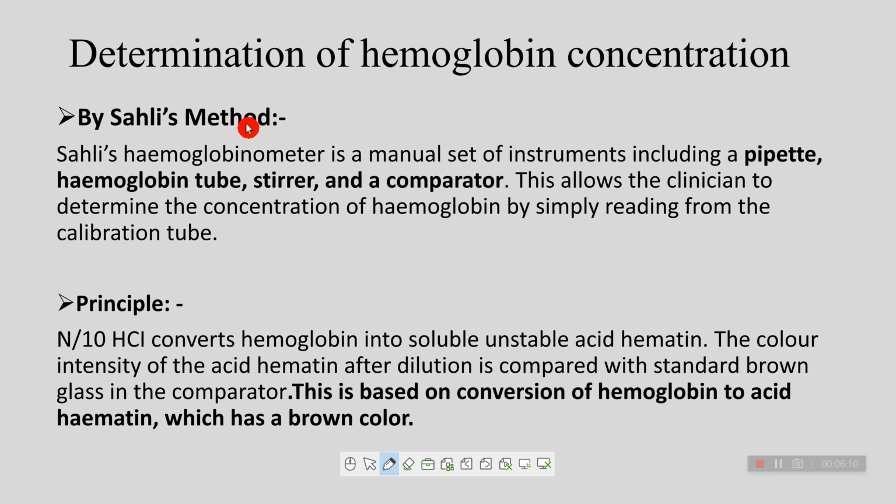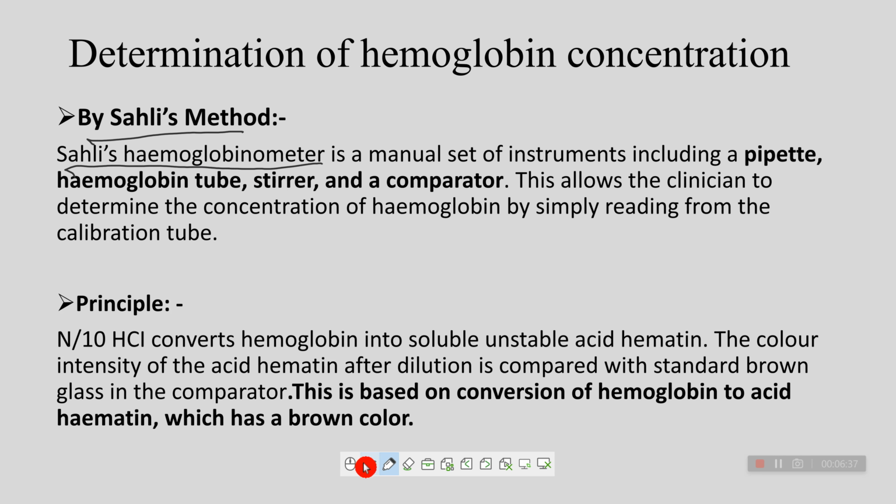We will discuss in today's video the most commonly used methods for the determination of hemoglobin concentration. So let's focus on the first method. The first method is Sahli's method. In Sahli's method, the hemoglobin concentration is determined using an instrument called Sahli's hemoglobinometer.